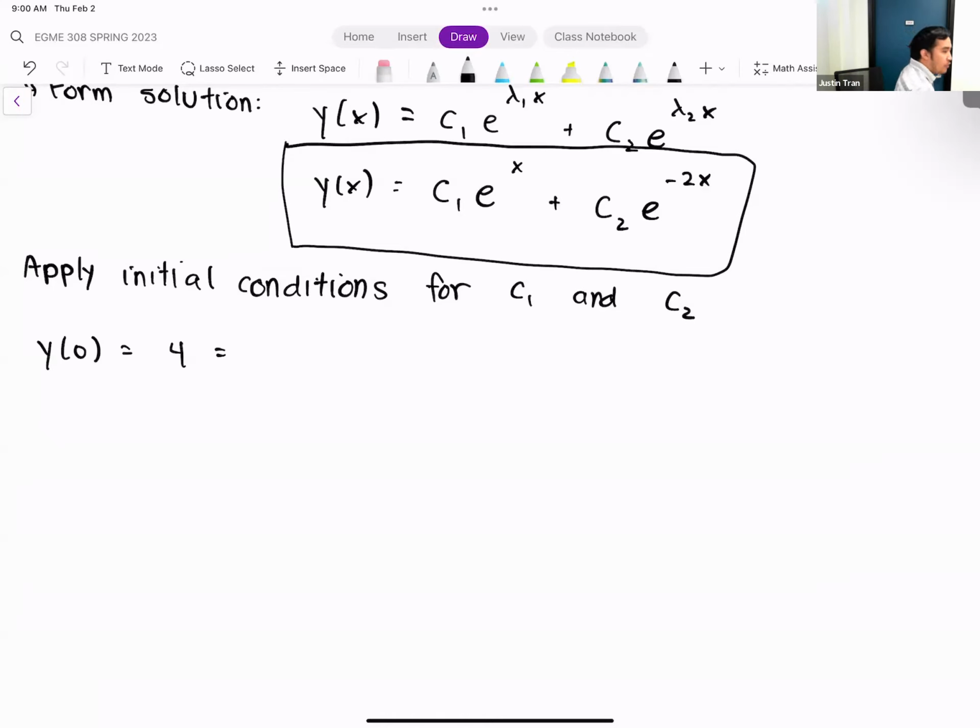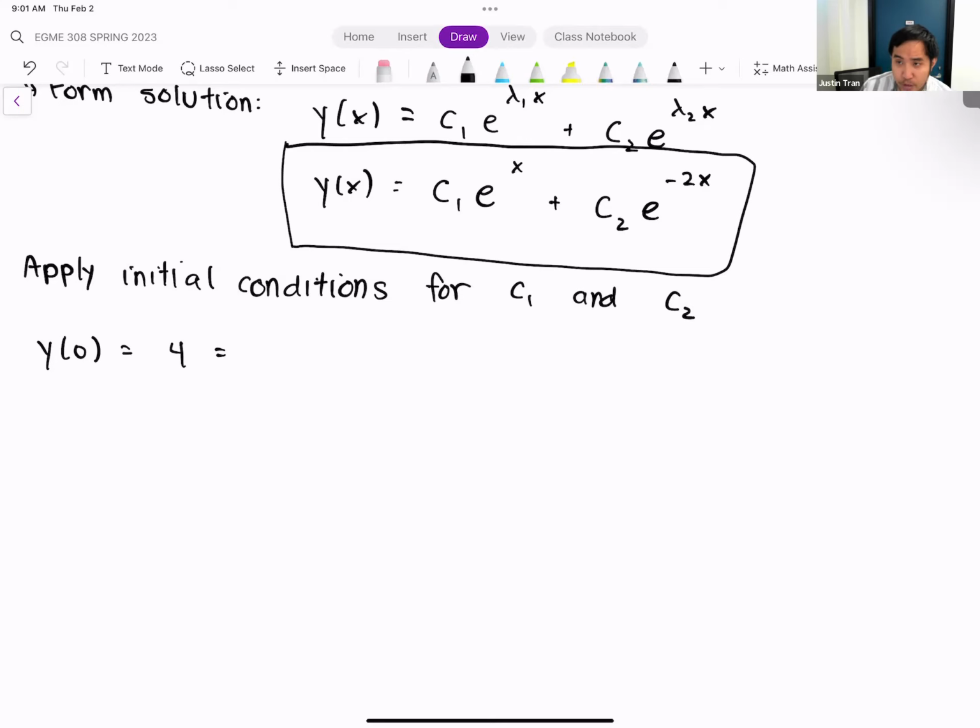First of all, notice we have two initial conditions, right? And the reason we have that is because we have two unknown constants, C1, C2. And so in order to solve for both constants, we need two initial conditions. And that's going to be pretty common for second-order equations. All right. So our first condition here is y of 0 is equal to 4.